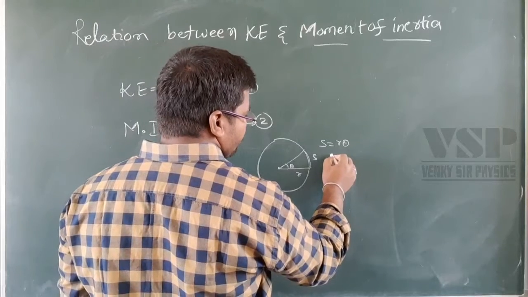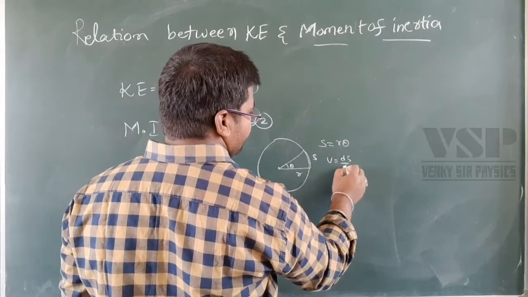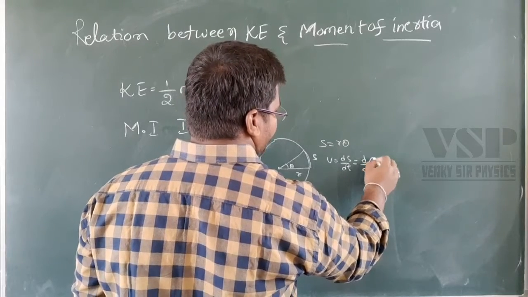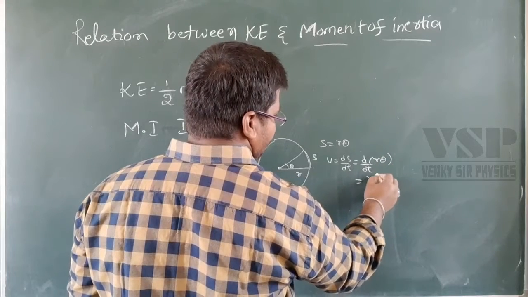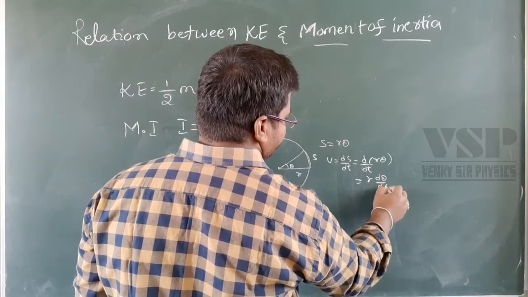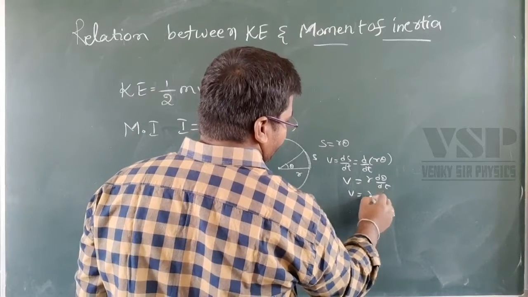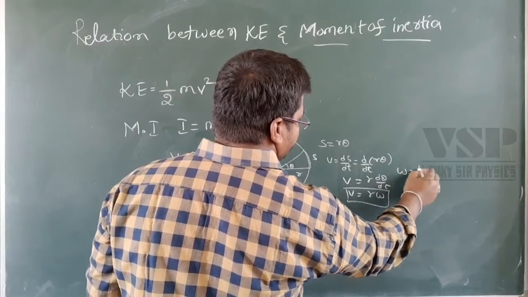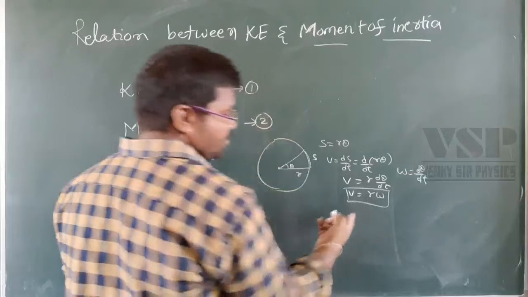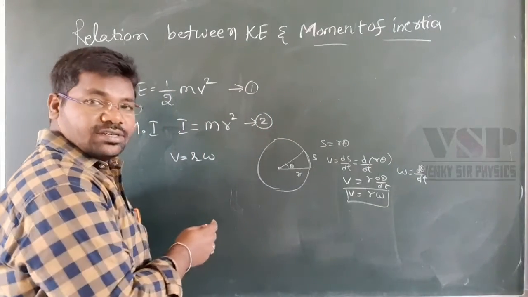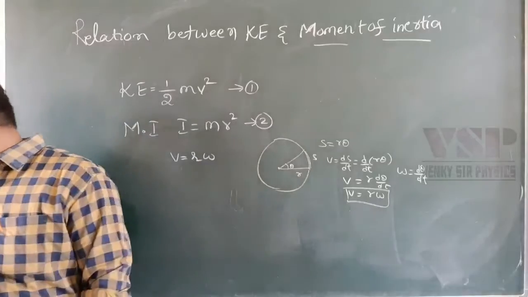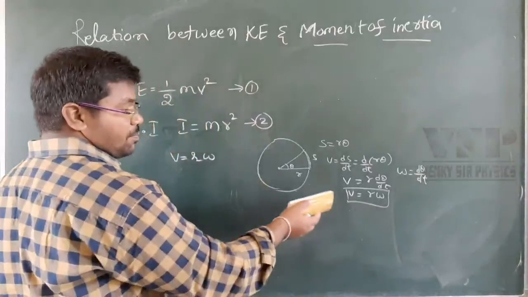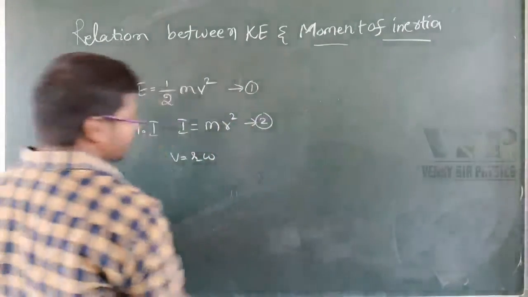Understand? We know that V is equal to ds by dt, which is d by dt of R into theta. R is constant, so V is equal to R into d theta by dt, which is omega. Omega is equal to d theta by dt. Understand, my children, how we can get this equation? Please remember it. We need that equation.